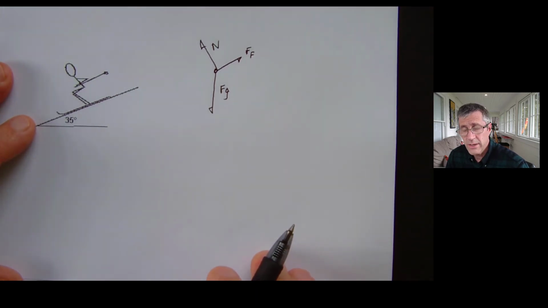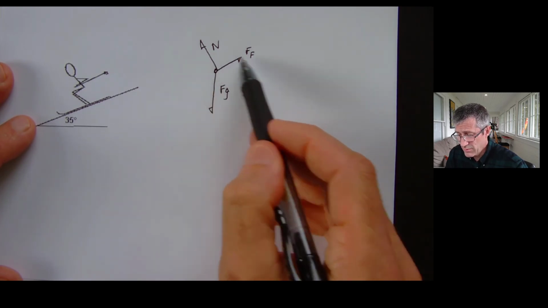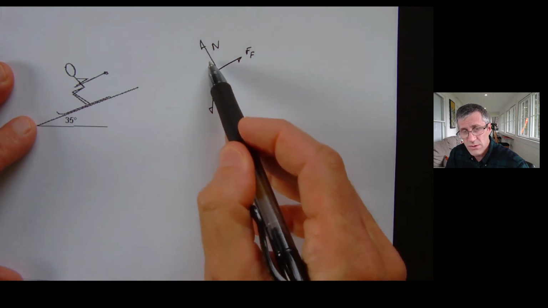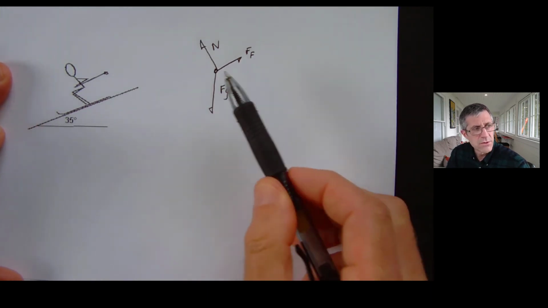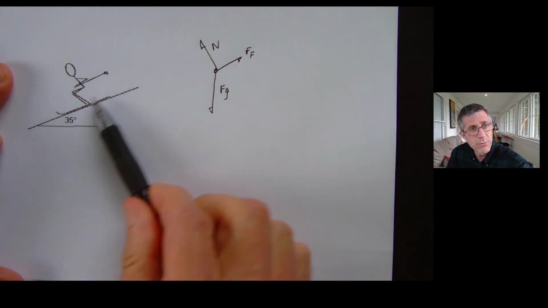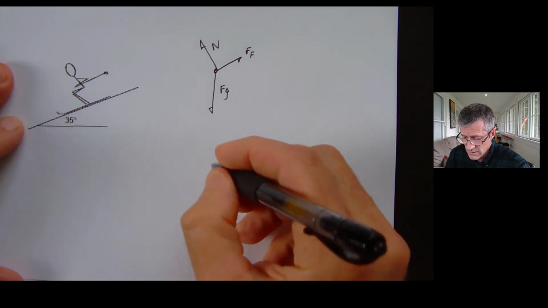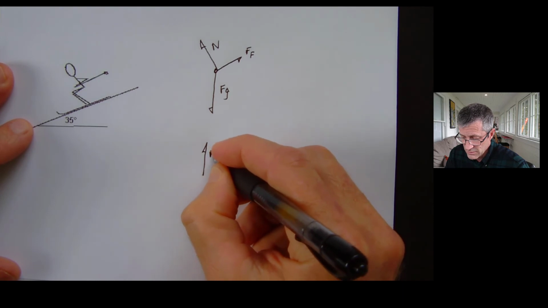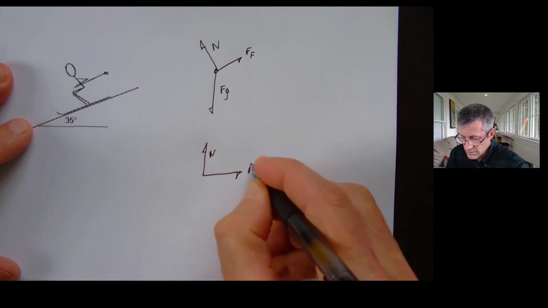Now if I want to make a component diagram, well, I got to think about this, right? I can separate these two. That's kind of a hassle, but instead I'm going to rotate my axes. So my normal force is going to line up with my y-axis, and I'm going to line up my ramp with my x-axis. Just makes it convenient, right? So if I rotate this, this is my normal force. This is my frictional force.